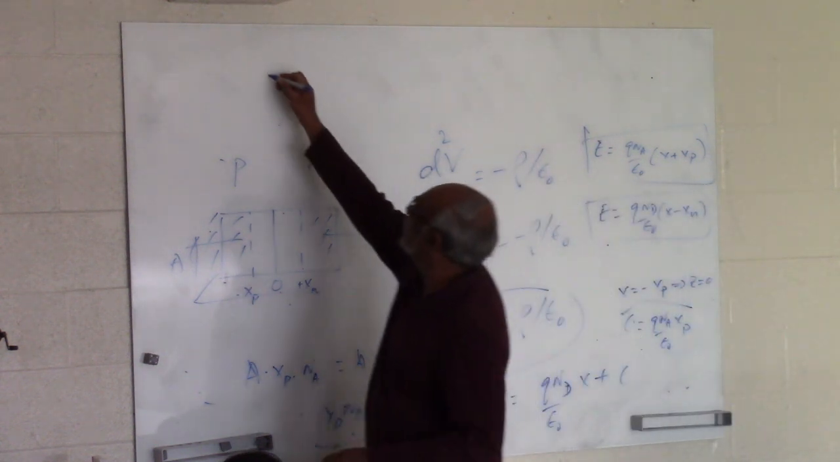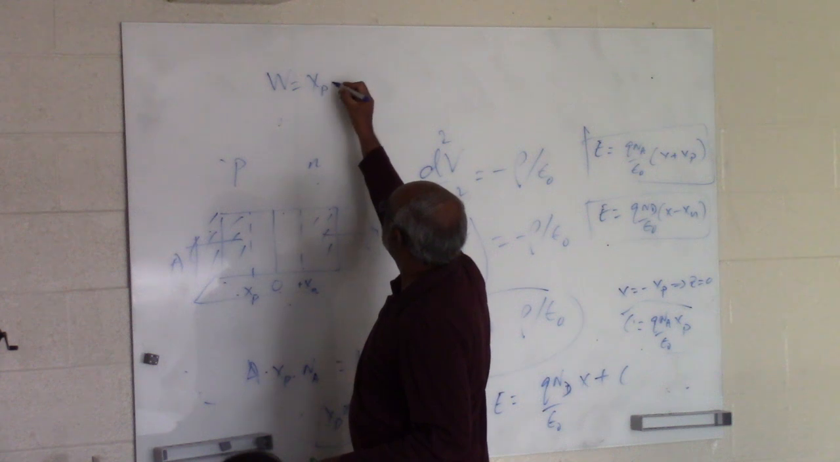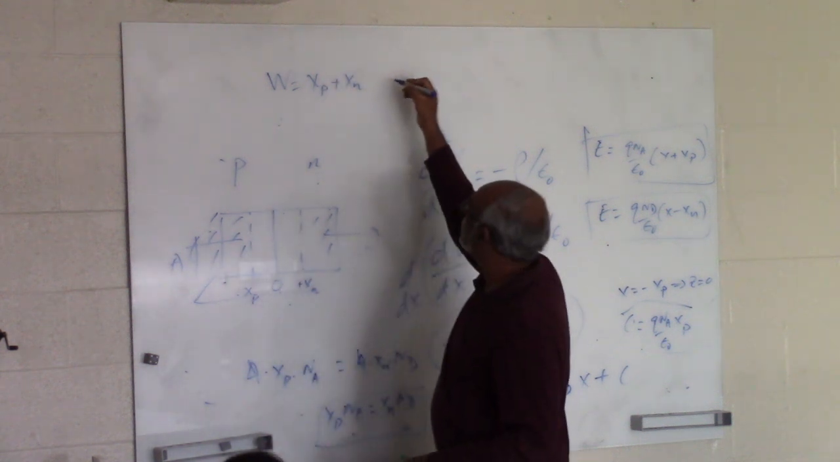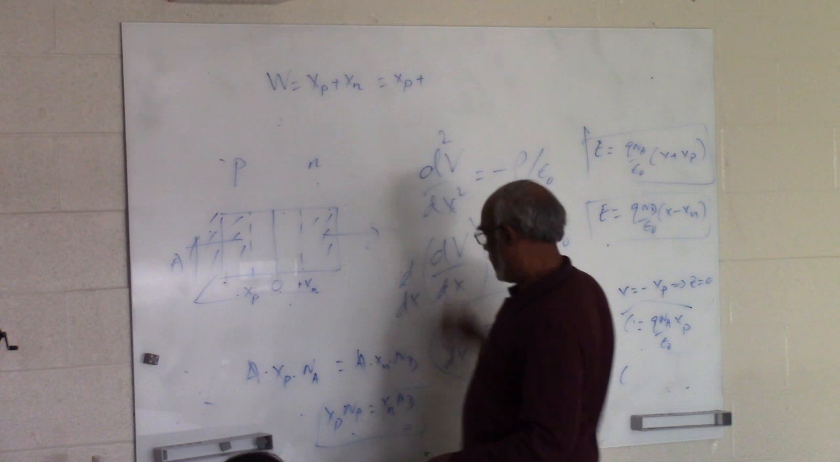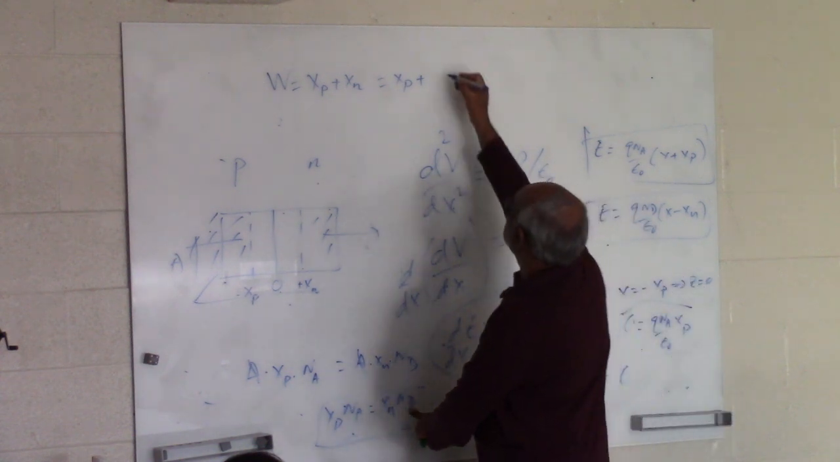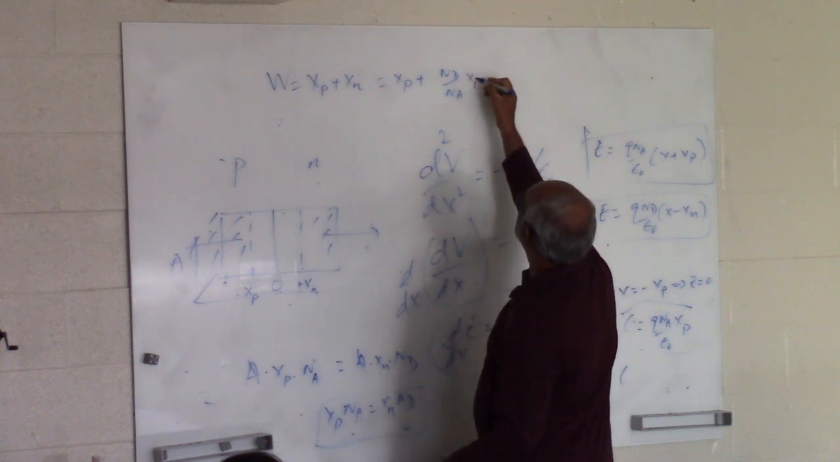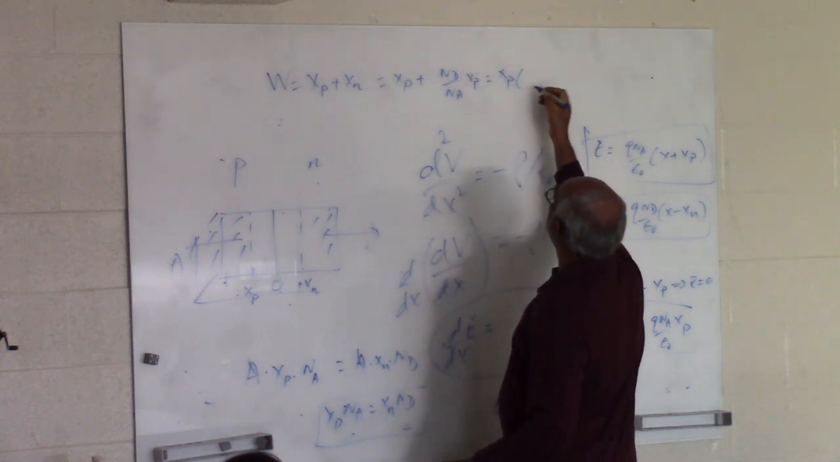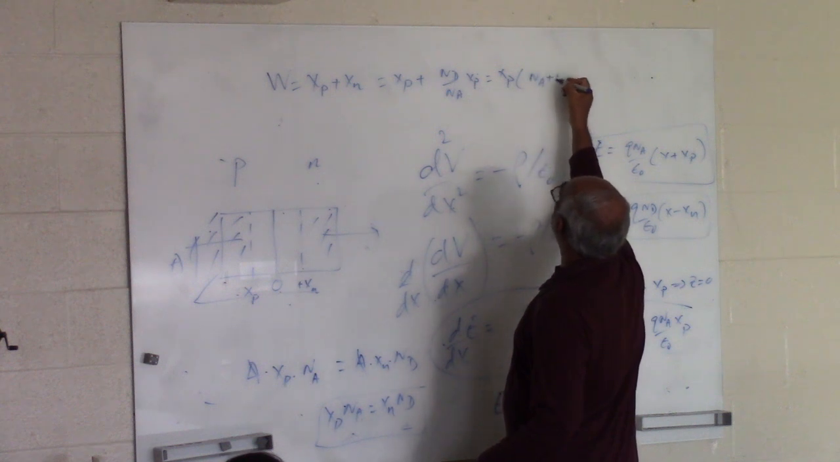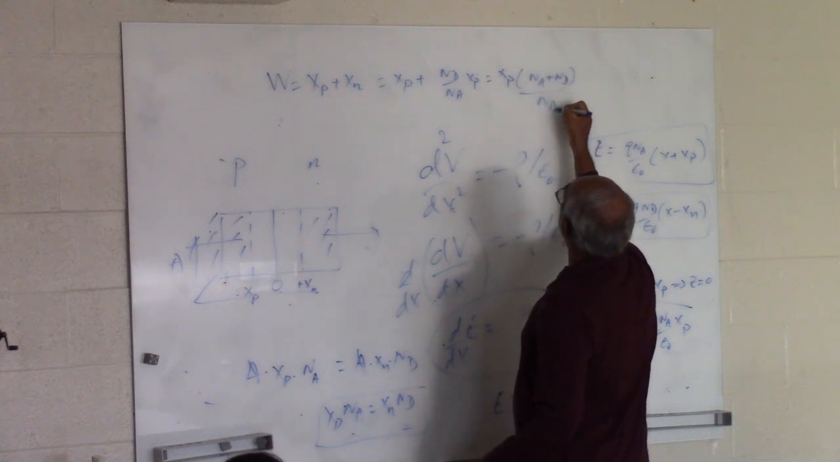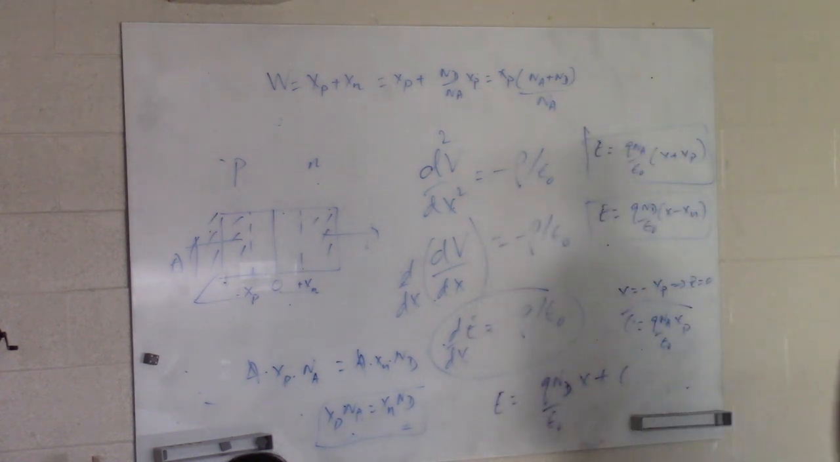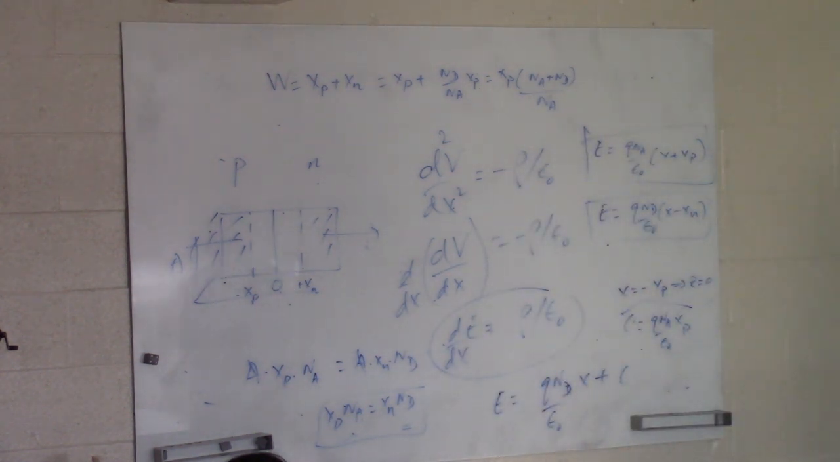What is W? Xp plus Xn, right? So if you want, you can write Xp plus Xn as Nd divided by Na times Xp, so that means Xp times (Na plus Nd) divided by Na. You can calculate all these things. Here I have calculated all of them, so you can check. Please follow through this one. Is this clear?